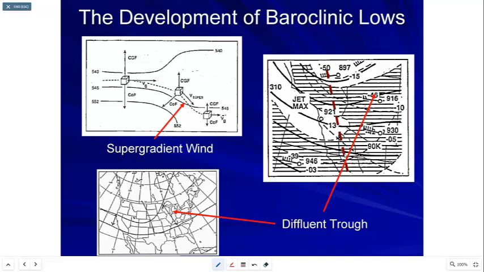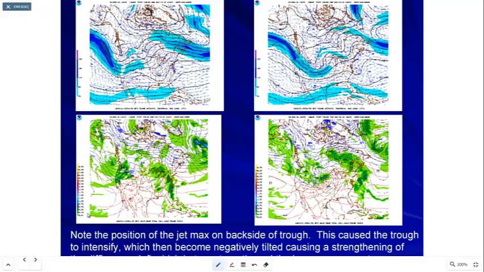And as that amplifies and digs, then the amount of diffluence out ahead of it can become a little bit stronger. So this is an example where we have the stronger winds on the backside of this particular short wave that we have right through here. Surface low, not very well organized, but we do have some lee cyclogenesis that is starting to occur.